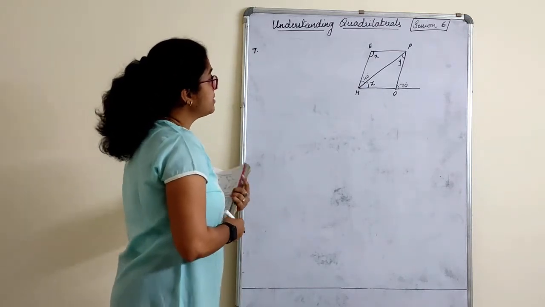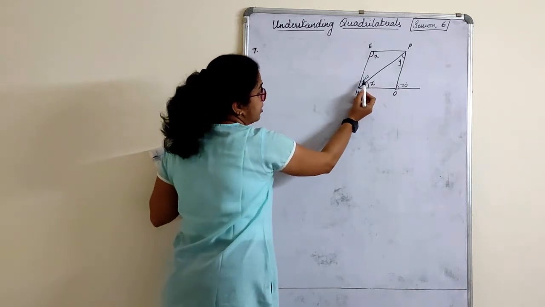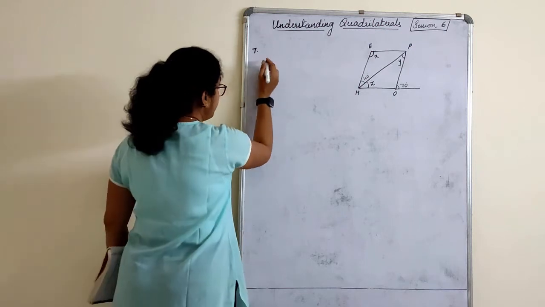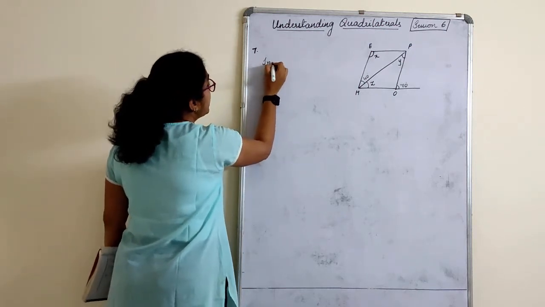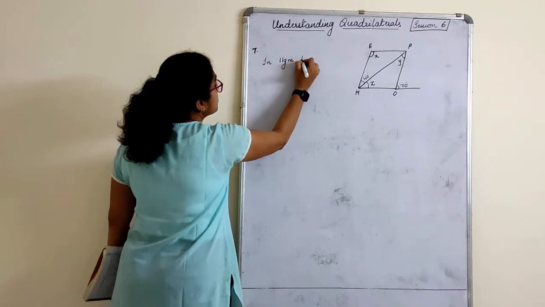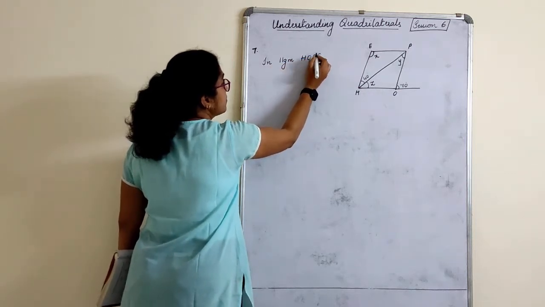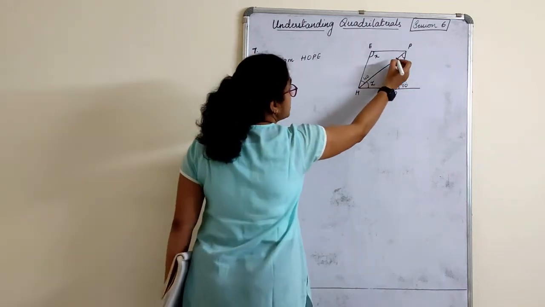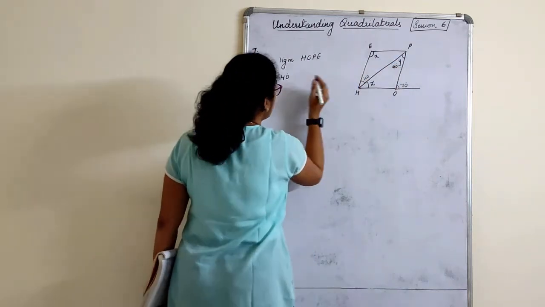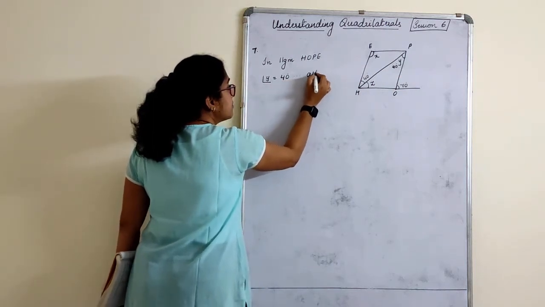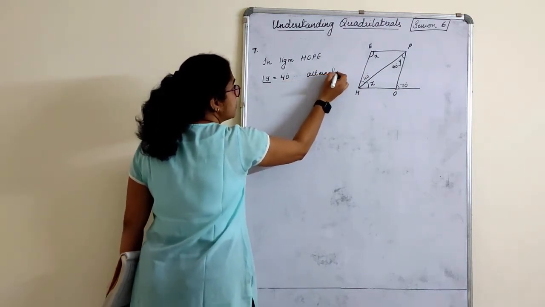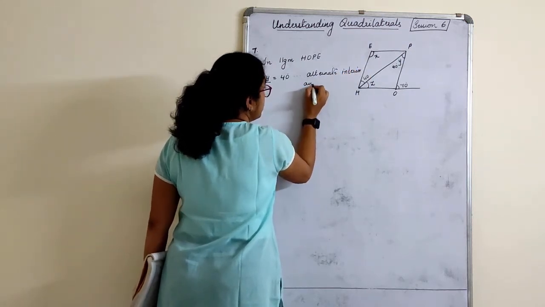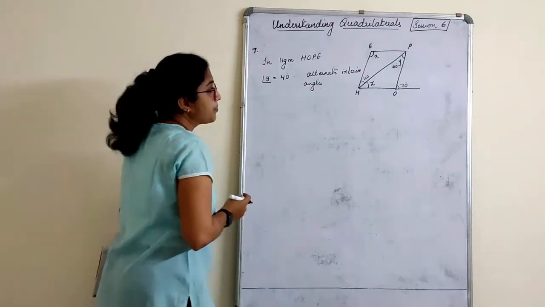So let's first of all start. Now see here children, if this is 40, so angle Y is also equal to 40. Directly I can write, in parallelogram HOPE, angle Y is equal to 40. So this is 40, this is also equal to 40. Reason? Alternate interior angles. Okay, so this is done.